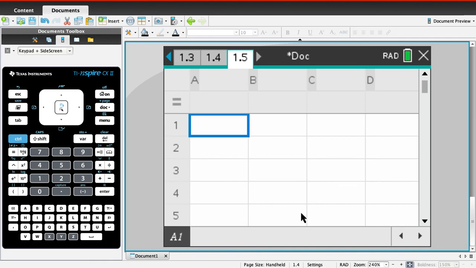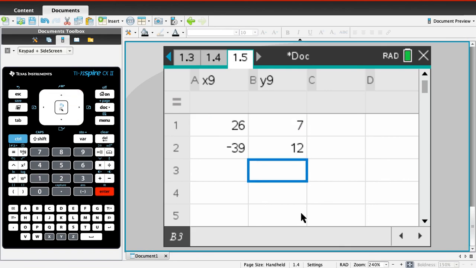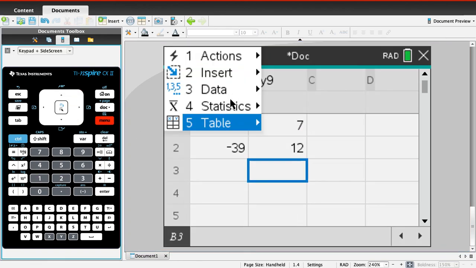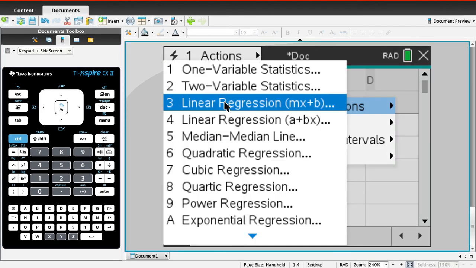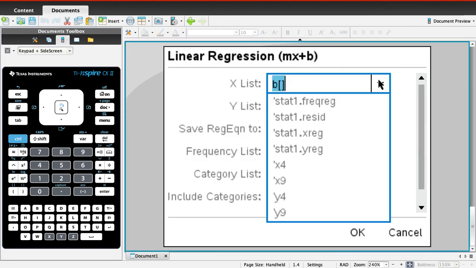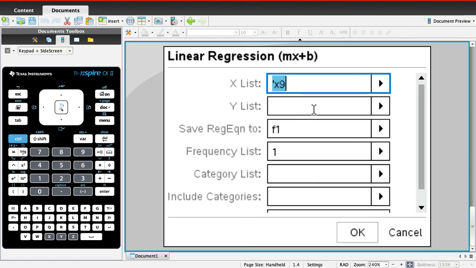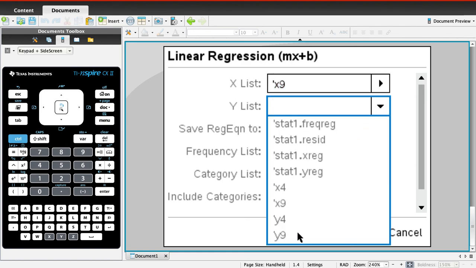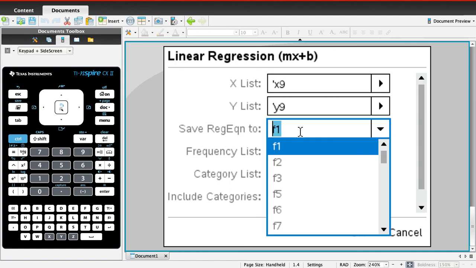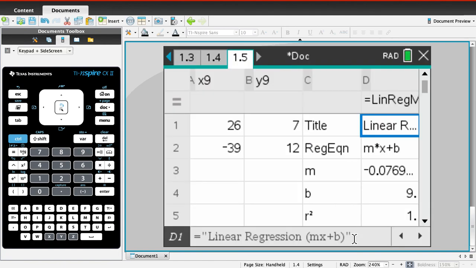I'm going to run a very quick linear regression. So this is going to be my x's from question number 9, my y's from question number 9. Over here, 26, -39, and their associated y's, 7 and 12. I'm going to go ahead and run my linear regression. I'm going to select my x's and, of course, my y's. I'm going to save the equation to F9, and I'm going to hit OK.